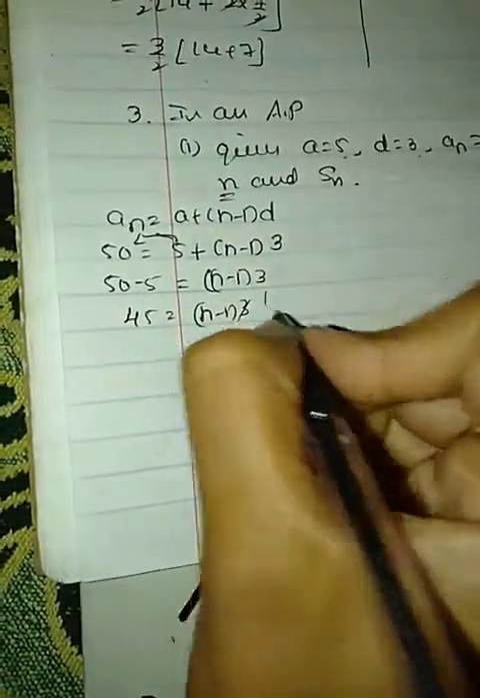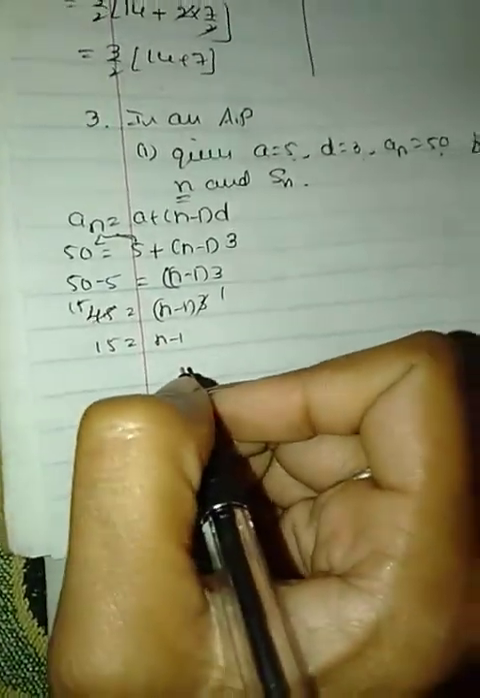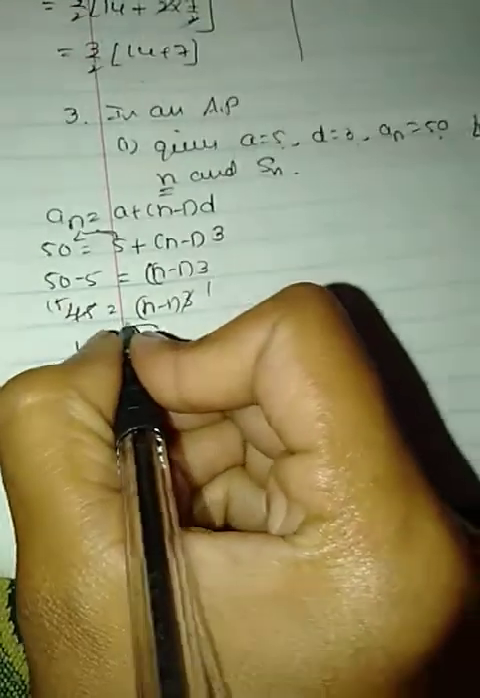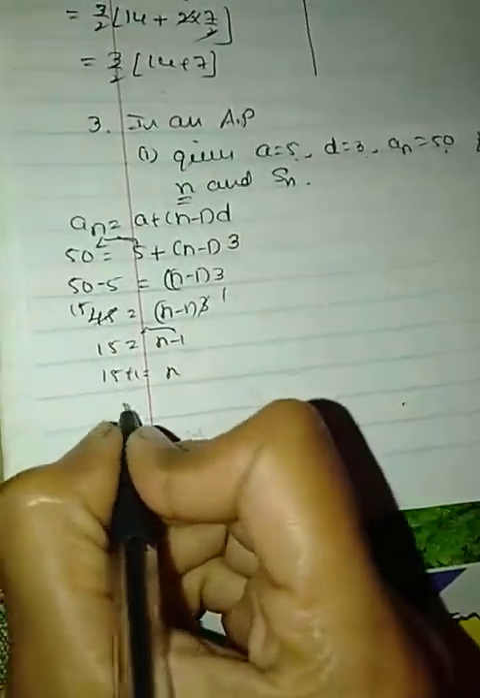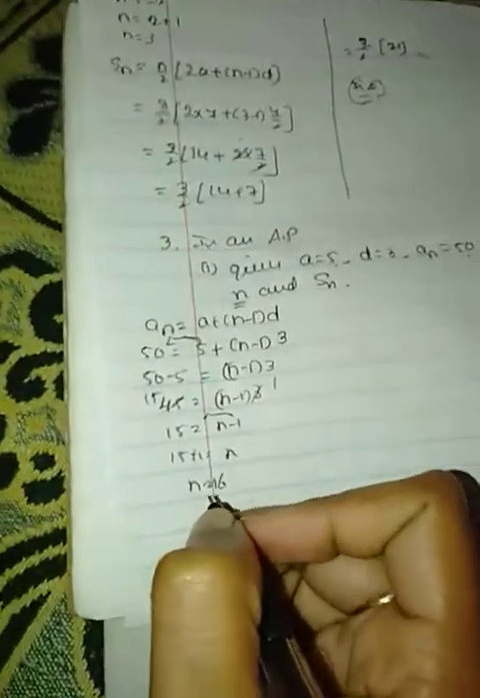Now divide. 3 ones are 3, 3 fives are 15. So 15 is equal to N minus 1. Now 1 is shifted towards the other side. So 15 plus 1 is equal to N. So N is equal to 16.